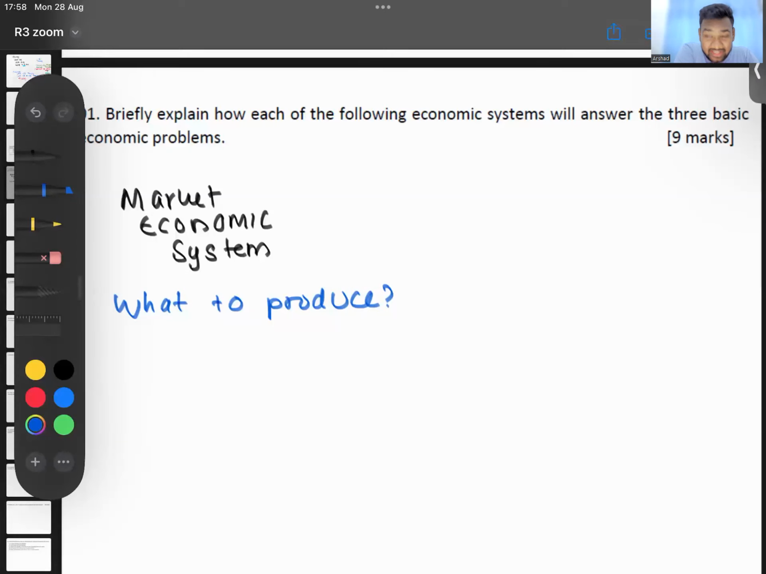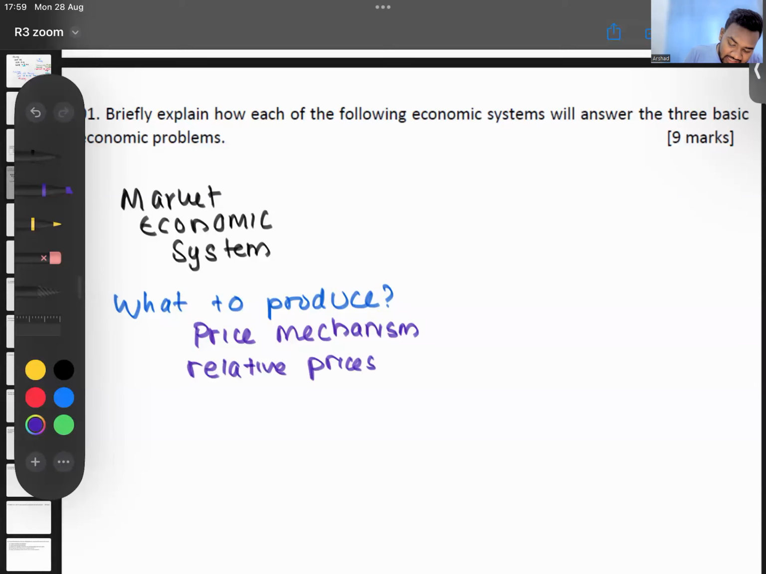You need to start with saying a market economic system answers the basic economic problem of what to produce using the price mechanism. Yes, that price mechanism word has to definitely be there in your answer, guys. You need to say they answer the basic economic problem of what to produce using the price mechanism. Then you can say, in other words, they will look at the relative prices in the product market.